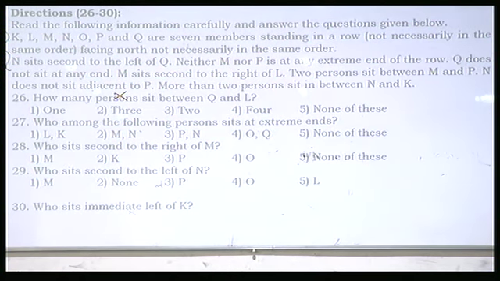Okay? Now this information is regularly given. Neither 2 persons are seated at the extreme ends. Q does not sit at any end. 3 persons were not at the ends. Who are those 3? M cannot be at the end, P cannot be at the end, Q cannot be at the end. M sits second to the right of L. 2 persons in between M and P.